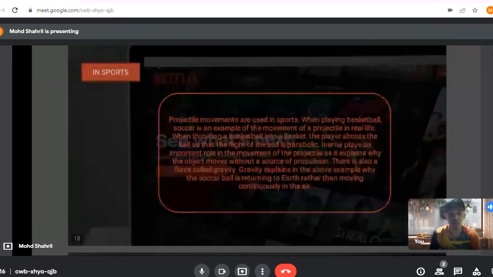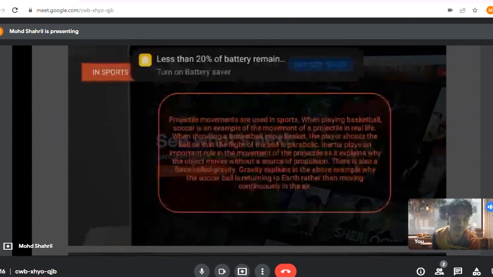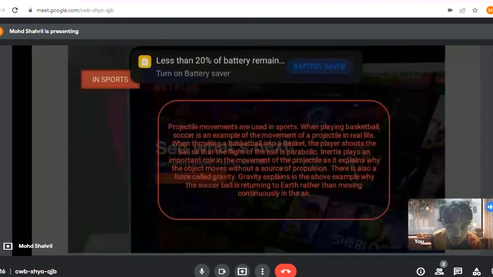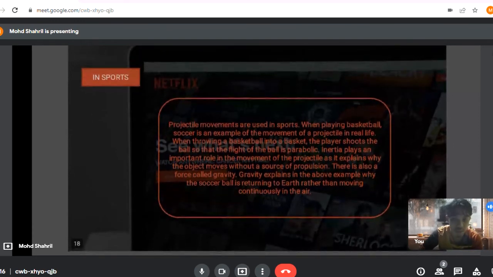Next, in sports, projectile movement is used. Playing basketball and soccer are examples of the movement of a projectile in real life. When throwing a basketball into a basket, a player shoots the ball so that the flight of the ball is parabolic.